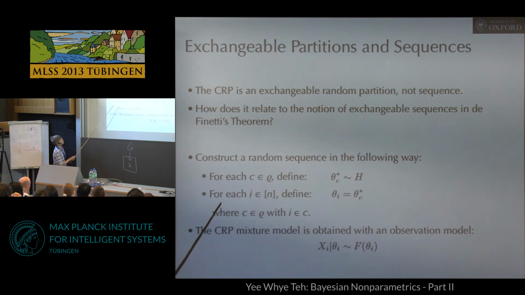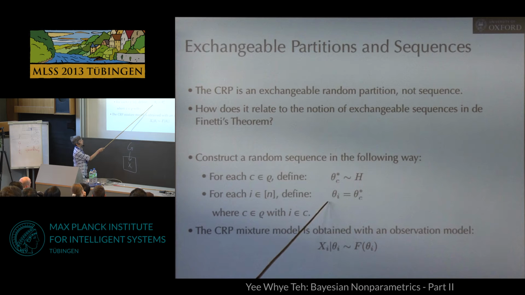I haven't really described to you how a random partition is related to a sequence of random variables. We can construct a sequence of random variables from an exchangeable random partition in the following way. For every cluster C in our partition, I'm going to define theta star C to be drawn IID from some distribution H. And then for every item i in our set 1 to n, I'm going to say that theta i takes on the value theta star C, where C is the cluster that i belongs to.